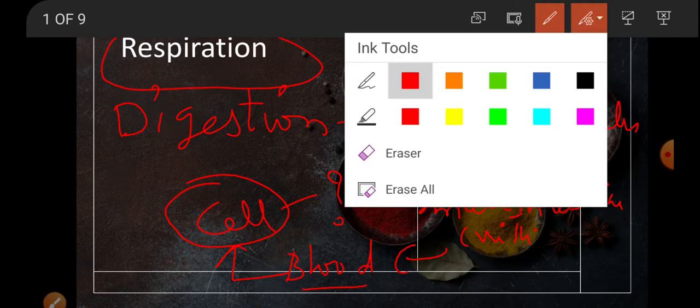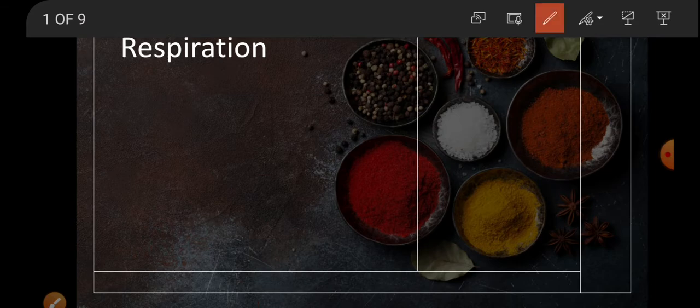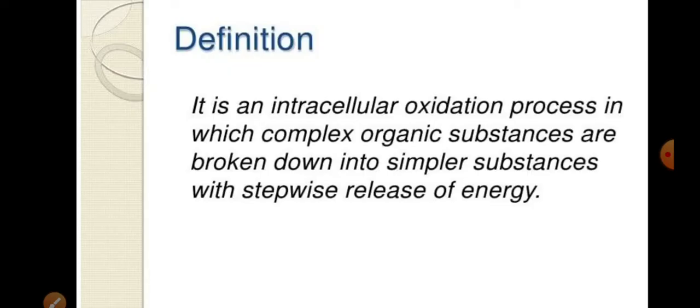In your lower classes you might have read that respiration means intake of oxygen and release of carbon dioxide. Is the intake of oxygen and release of carbon dioxide really respiration, or are there other chemical and biochemical pathways? How are they done within the cell? Everything we are going to learn in our new chapter, that is respiration. So what exactly is respiration?